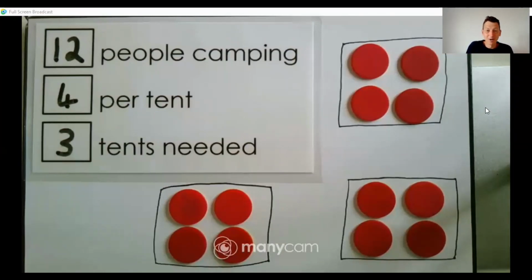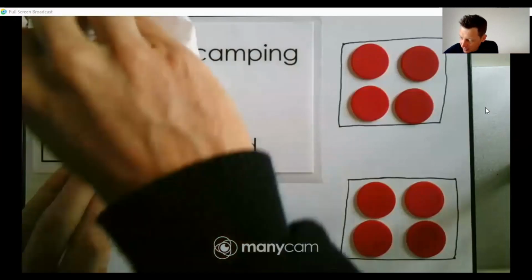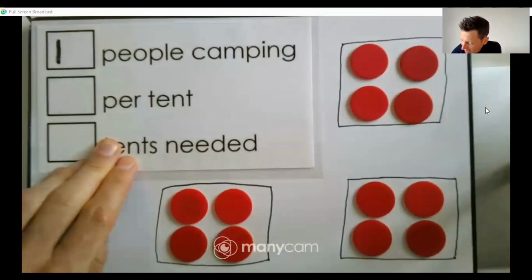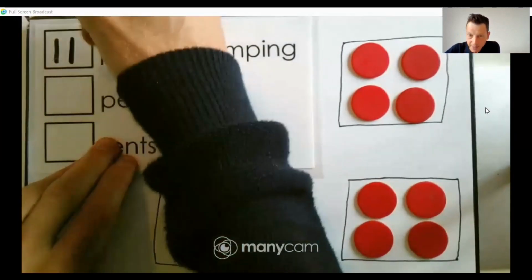And the children will often come up with a response like this: 12 people camping, 4 per tent, 3 tents needed. And I might say, represent that with counters. And we might have a representation like this. And then I might take an example that we've seen in the room and work from that example, but tweak it ever so slightly. So let's say we change what we have into this. Well, what if there were 11 people camping?